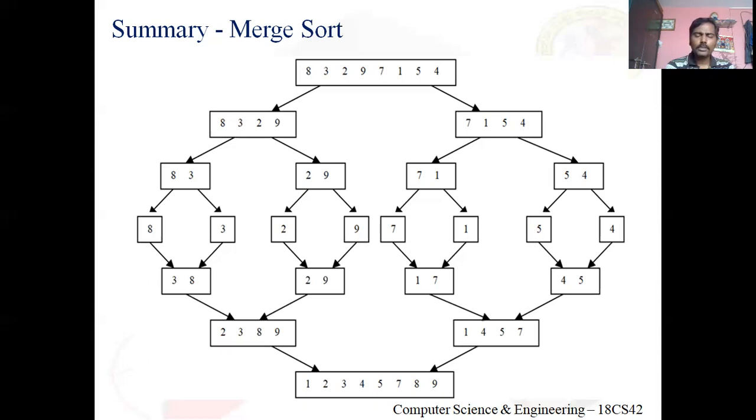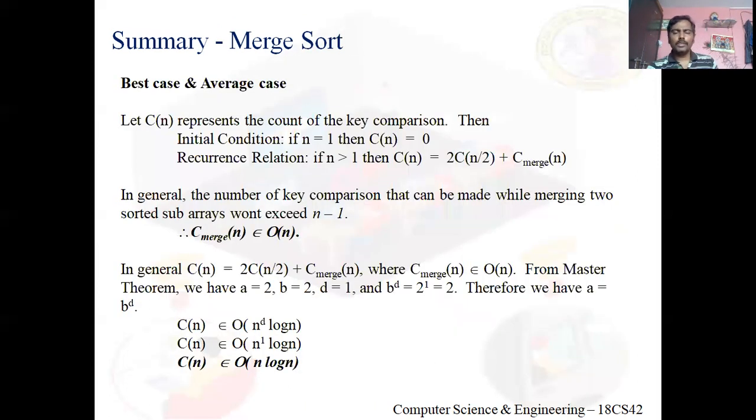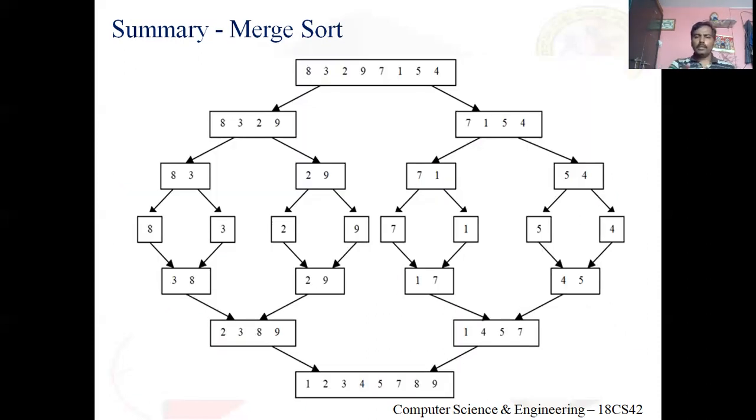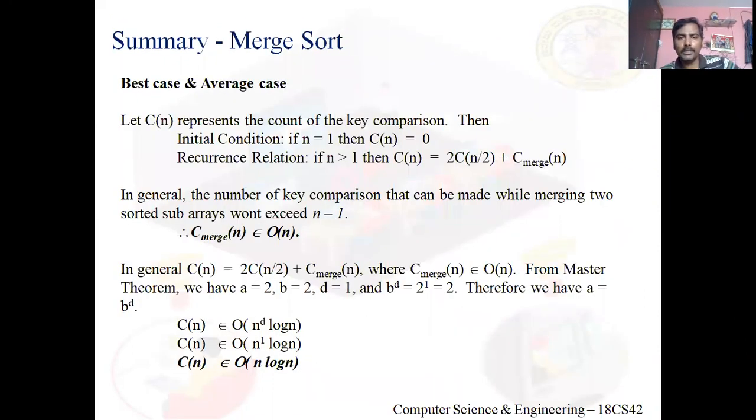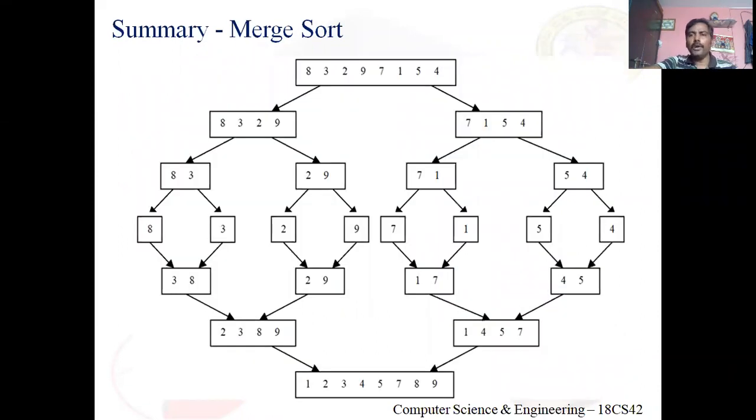Got it? So those 2 sorted arrays I can merge. How to merge, I taught while discussing merge sort. Got it? So while merging, there are at most n minus 1 comparisons. Let me consider the best case. Best case means the problem gets divided into half. Given a problem with size n, I have two subproblems with size n by 2.